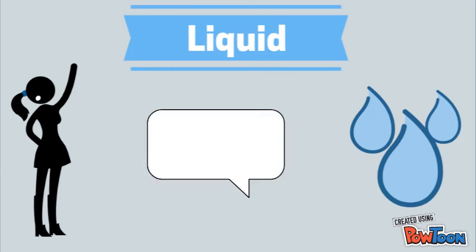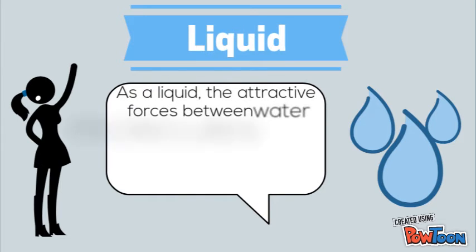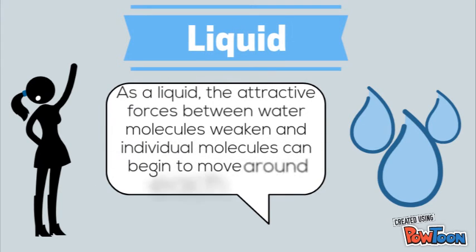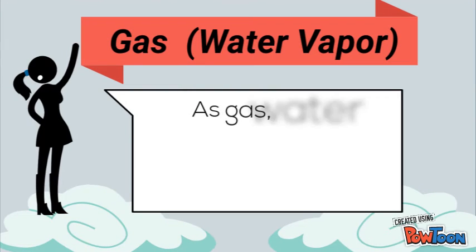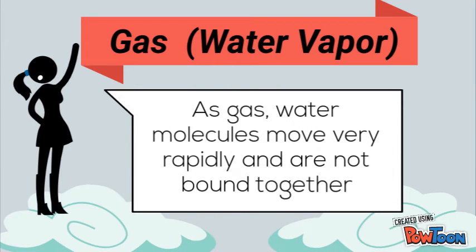As a liquid, the attractive forces between molecules weaken and individual molecules can begin to move around each other. Because the molecules can slip and slide around one another, water takes the shape of any container it is in. As gas, water molecules move very rapidly and are not bound together. Although we cannot see water in its gaseous state, we can feel it in the air on a hot, humid day.